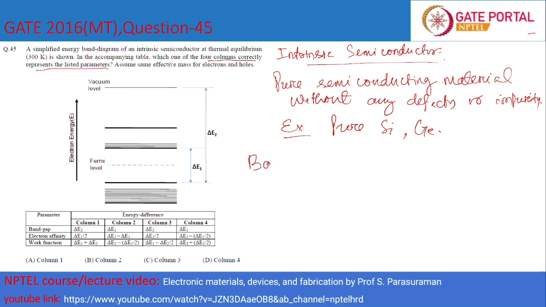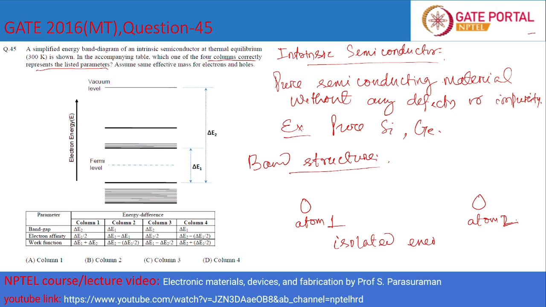Now, what is the energy band structure? If we consider two atoms that are very far apart, suppose this is atom 1 and this is atom 2, then the electrons will have their isolated energy states. So when they start coming close together, what will happen?